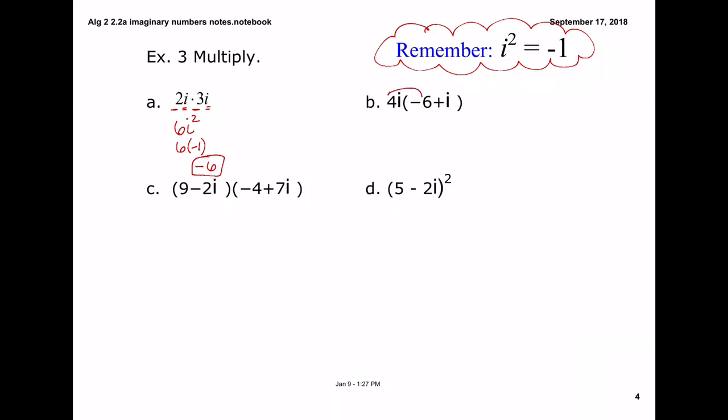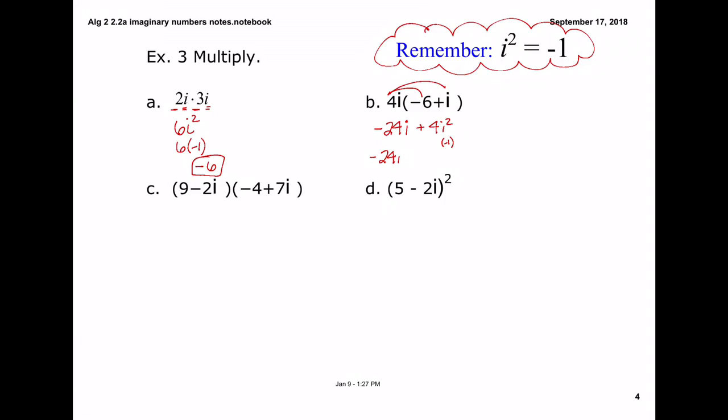When we distribute 4i, negative 6 times 4 is negative 24i. 4i times i gives us a positive 4i squared. i squared equals a negative 1.